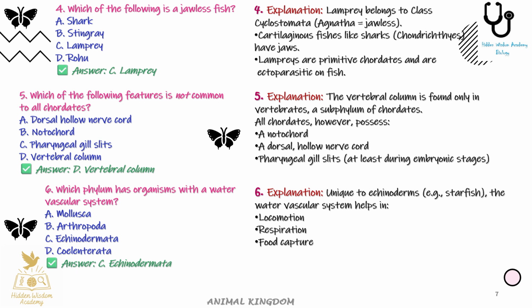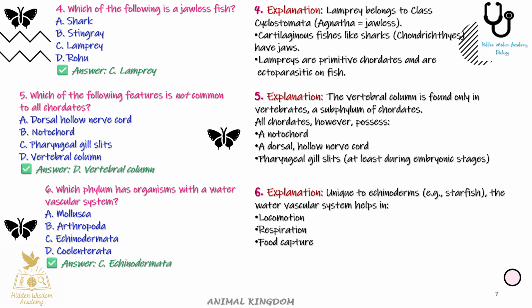Explanation. The vertebral column, commonly known as the backbone, is a defining feature found only in vertebrates, a subphylum within the phylum Chordata. However, all chordates share three fundamental features at some stage in their development: a notochord, which serves as a primitive axial support structure, dorsal hollow nerve cord that develops into the central nervous system, and pharyngeal gill slits, which may be modified or disappear in adults but are present during embryonic stages. The correct answer is option D, that is vertebral column is not common to all chordates.